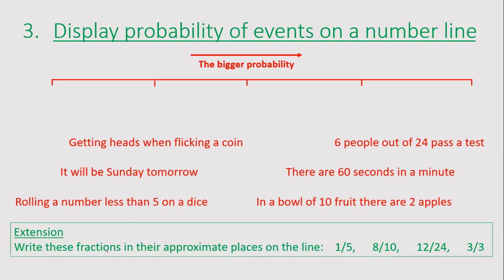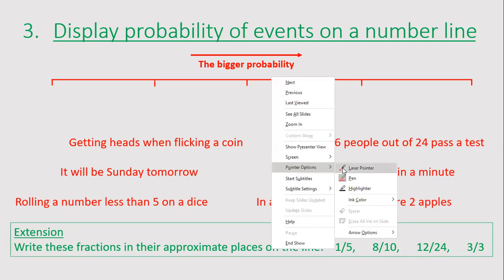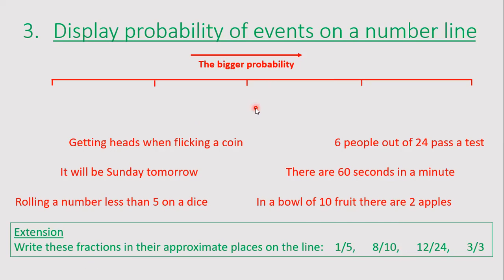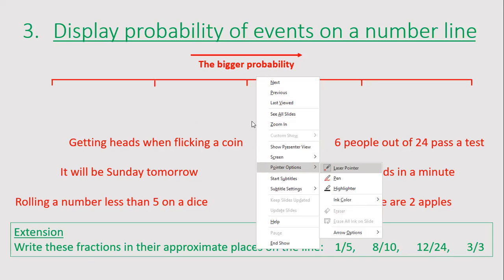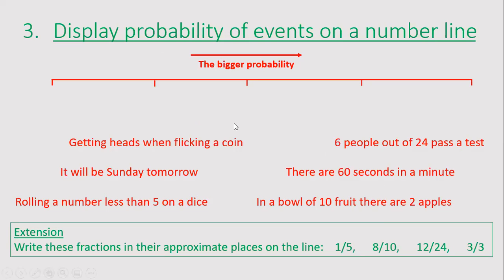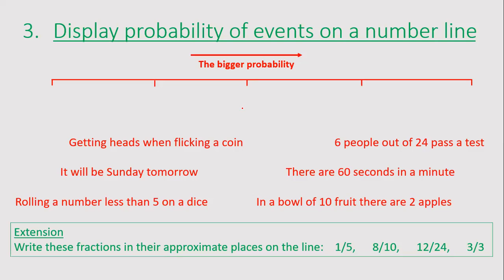Extension: write these fractions in their approximate places on the line. You've got a fifth, 8/10, 12/24, or 3/3. So that is your extension. Pause the video, give this a go, and then I'll go through the answers with you.